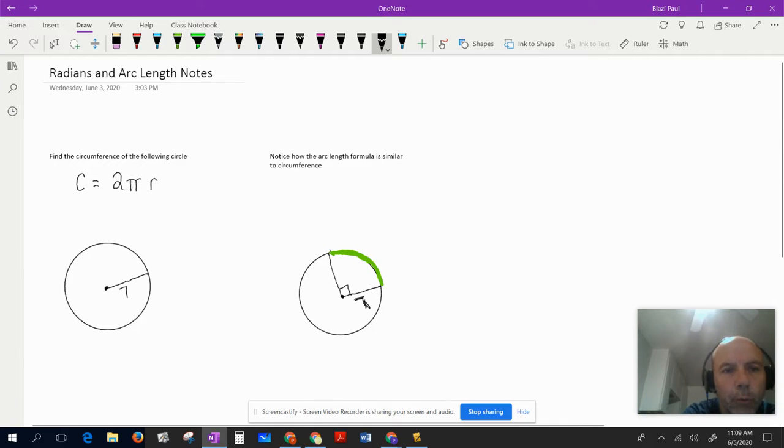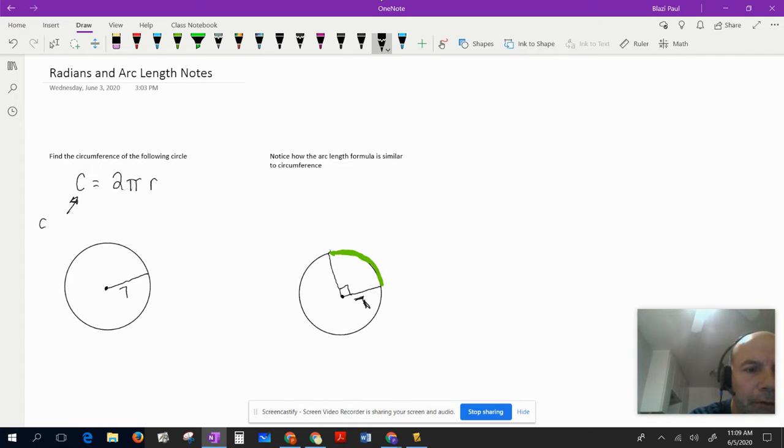All right, guys. Radians and arc length. Here's some notes here, and I'm going to go ahead and do a couple problems in a minute, but I wanted to just help you understand where the formula comes from for arc length. All right. So right over here, we can see the circumference.